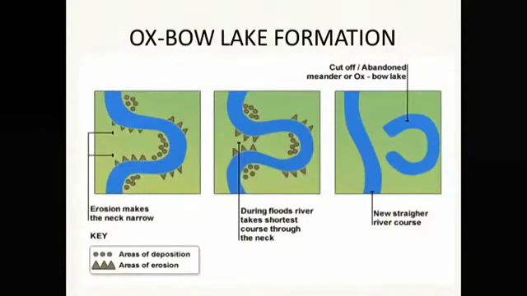Next is the formation of Oxbow Lake. Due to continuous erosion and deposition along the sides of the meander, the ends of the meander loops come closer and closer. In due course of time, the meander loop cuts off from the river and forms a cut-off lake, also called Oxbow Lake.